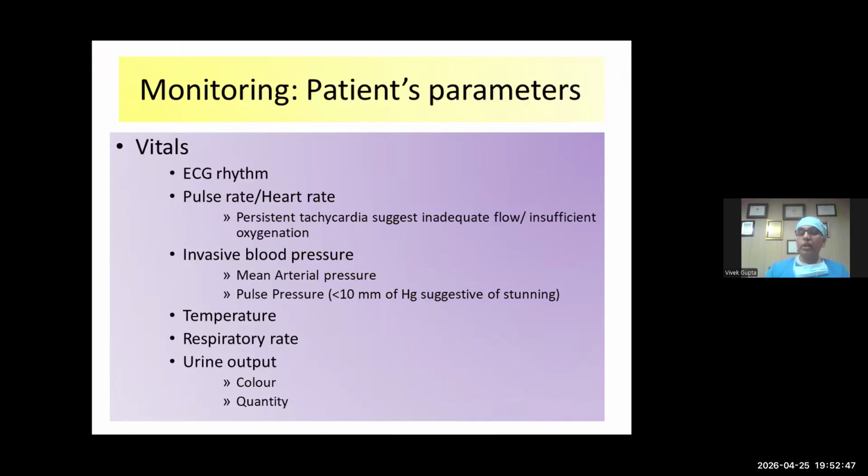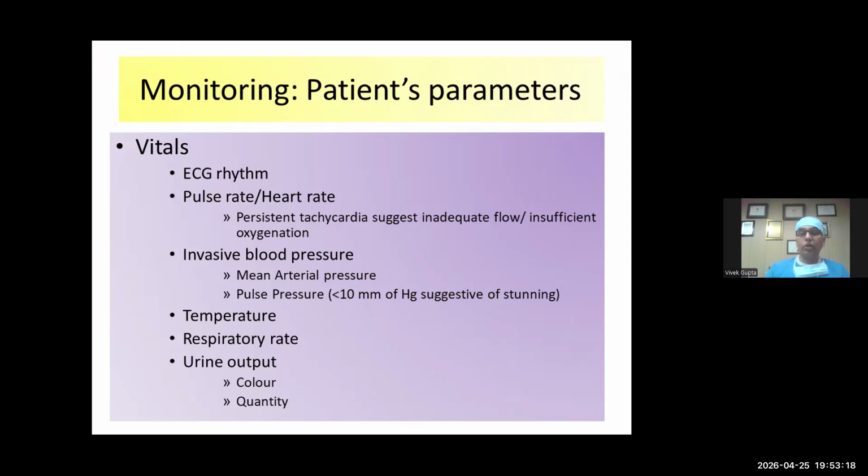And what do we monitor? The routine monitoring that we do in the ICU. But we must be vigilant. We should be more focused because this is associated with many complications which can be prevented by just regular, intense monitoring of these patients. So look at the ECG rhythm. Persistent tachycardia, if it is there, it means the flow is not sufficient, probably tissue perfusion is not adequate.